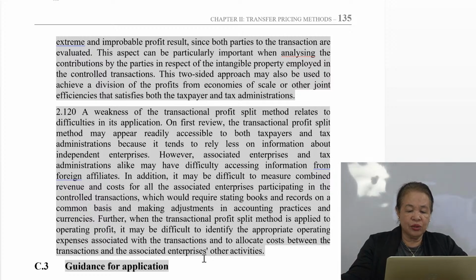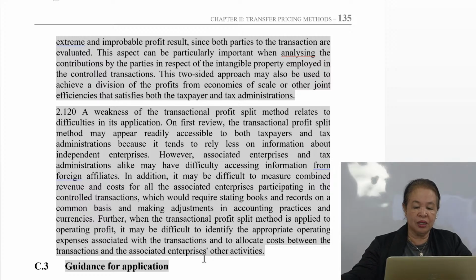Further, when the transactional profit split method is applied to operating profit, it may be difficult to identify the appropriate operating expenses associated with the transactions and to allocate costs between the transactions and the associated enterprises' other activities, no?